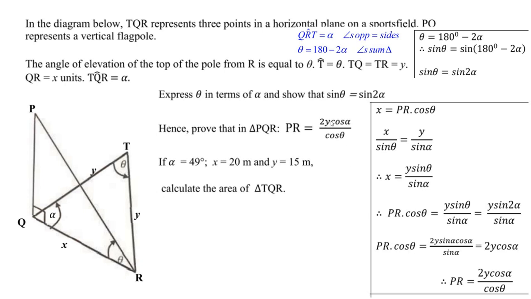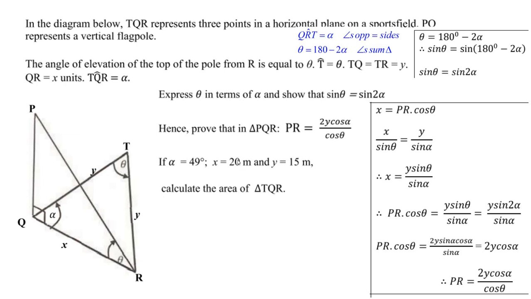What are we trying to get to? Well, we wanted that 2Y cos alpha. That's perfect. Now we just divide by the cos theta, and we get that PR equals 2Y cos alpha over cos theta. I do it slightly differently. I actually figure out that PR is X over cos theta, and then I substitute that in there. Anyways, I would do it slightly differently, but this is okay.